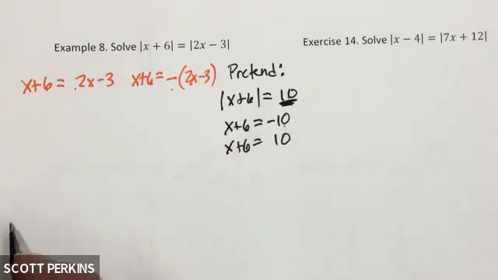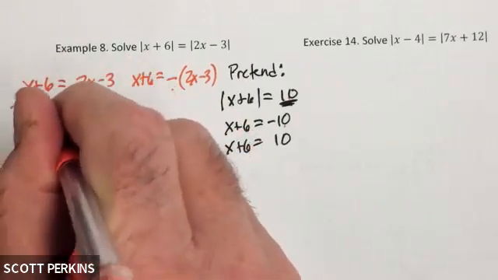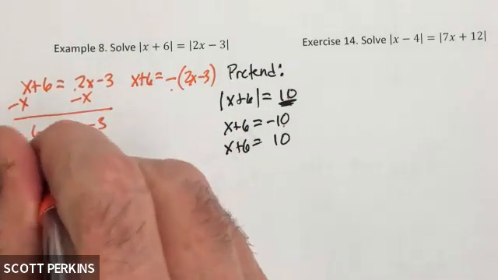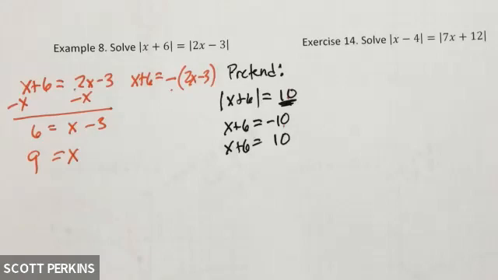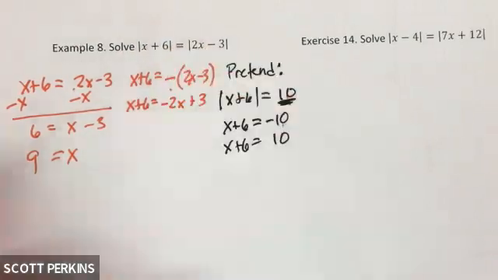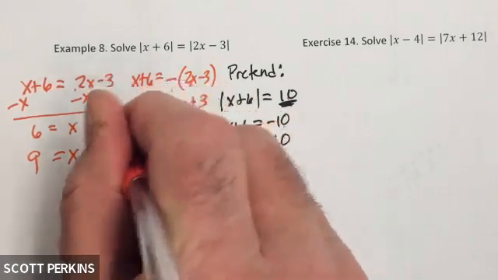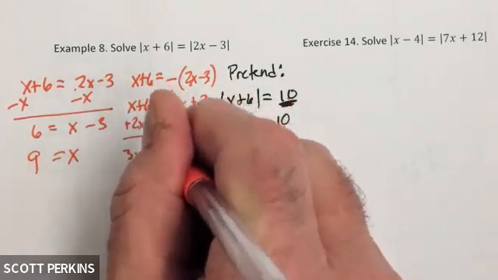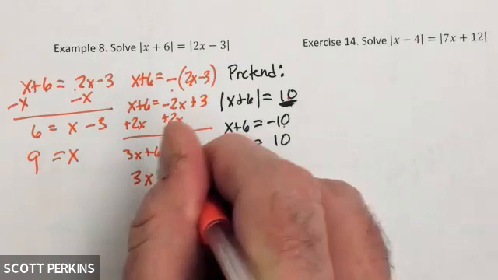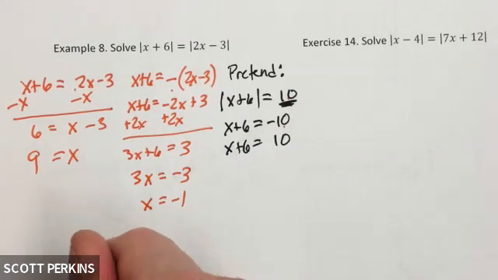So let me take care of business here. I'm going to subtract the x from both sides of this equation and get 6 is equal to x minus 3. I'm going to add the 3 over, and I get the solution, 9. On the other one, I'm going to distribute that negative, and I get negative 2x plus 3. I'm going to add the 2x to both sides, and I get 3x plus 6 is equal to 3. Subtract 6. 3x is negative 3. Divide by 3. X is negative 1, and my two solutions are negative 1 and 9.